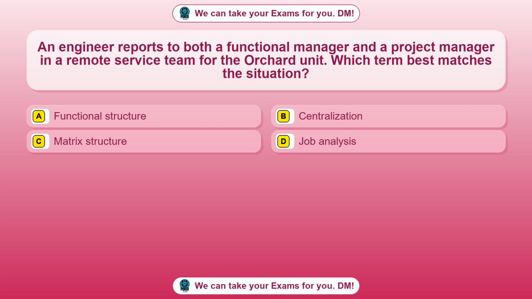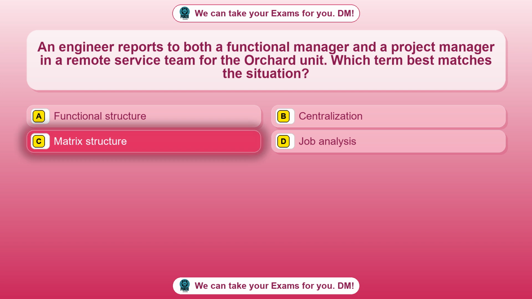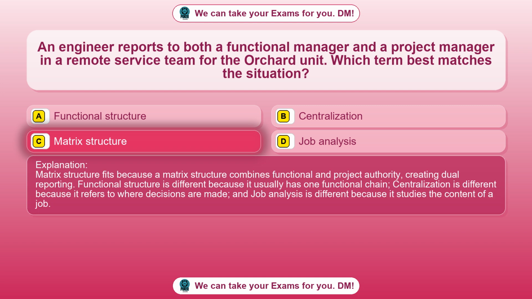Which term best matches the situation? Option A, functional structure. Option B, centralization. Option C, matrix structure. Option D, job analysis. The correct answer is option C, matrix structure. Matrix structure fits because a matrix structure combines functional and project authority, creating dual reporting.